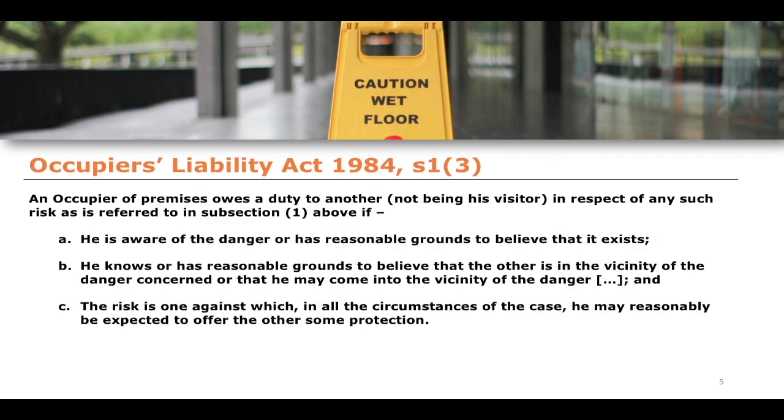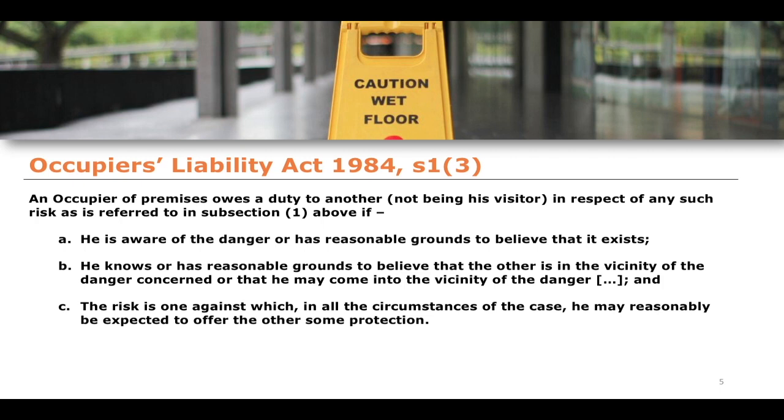So what this is essentially telling us is, if this person isn't a visitor, and they could be a trespasser, then so long as you are aware of the danger or have a reasonable belief in the existence of the danger, as well as having a reasonable belief that the person in question who is not a visitor is in the vicinity of the danger, or may come into the vicinity of the danger, and the risk is one which may reasonably be expected to allow the person some protection, then even if that person is a trespasser, you can't just allow that person to get injured or potentially killed as a result of the danger that you know exists.